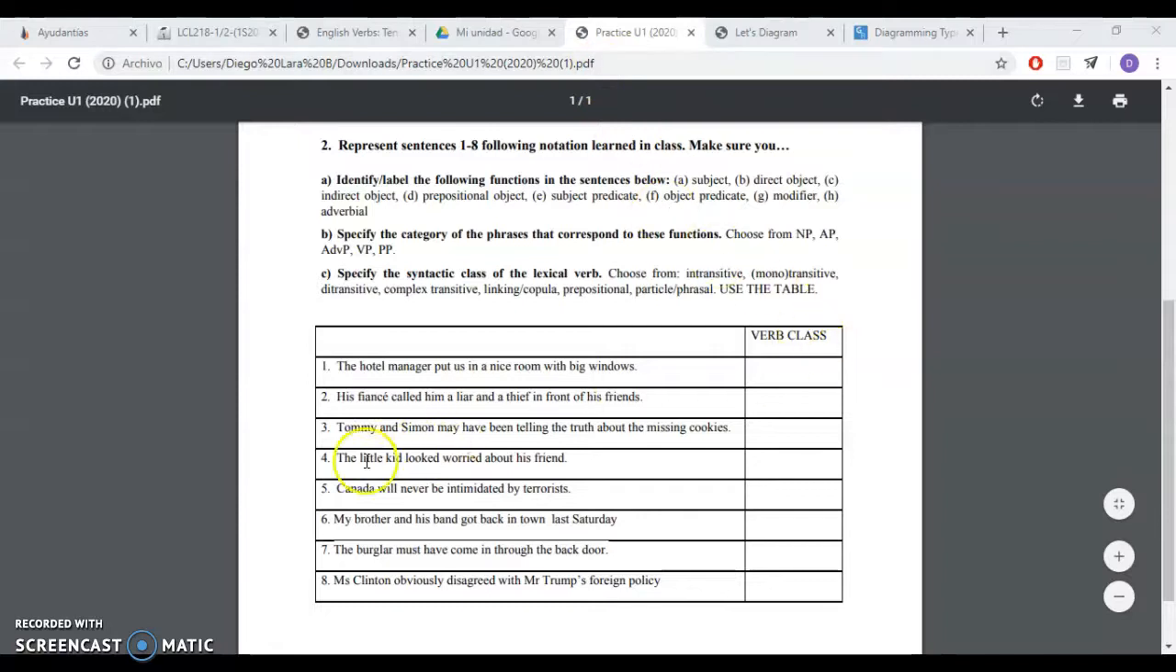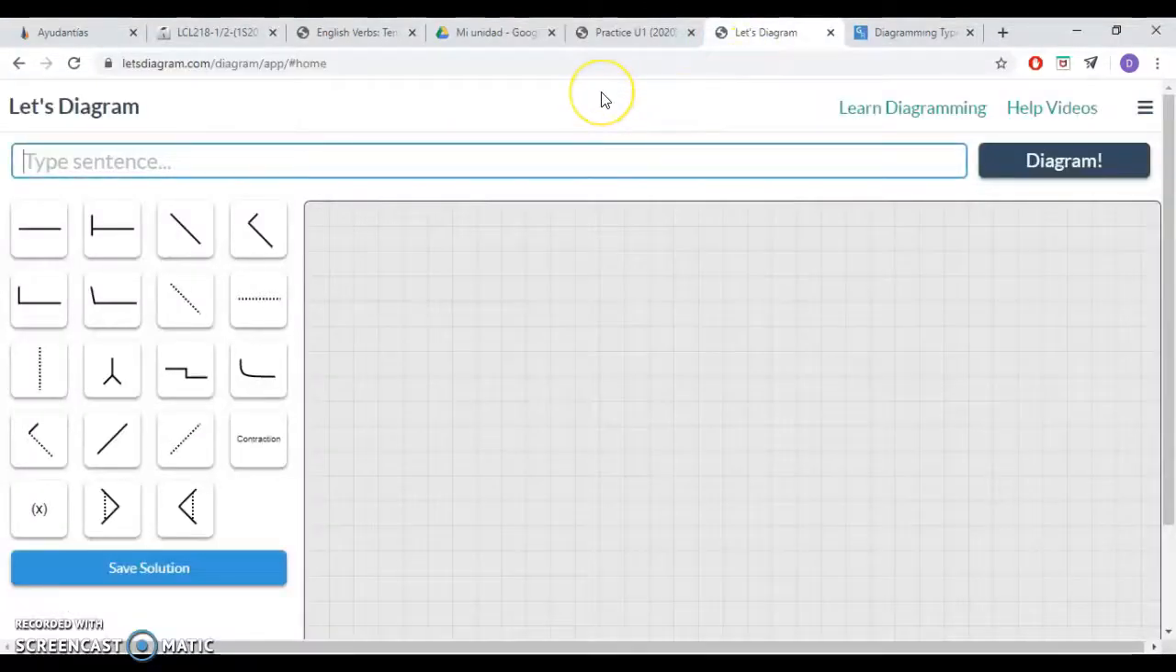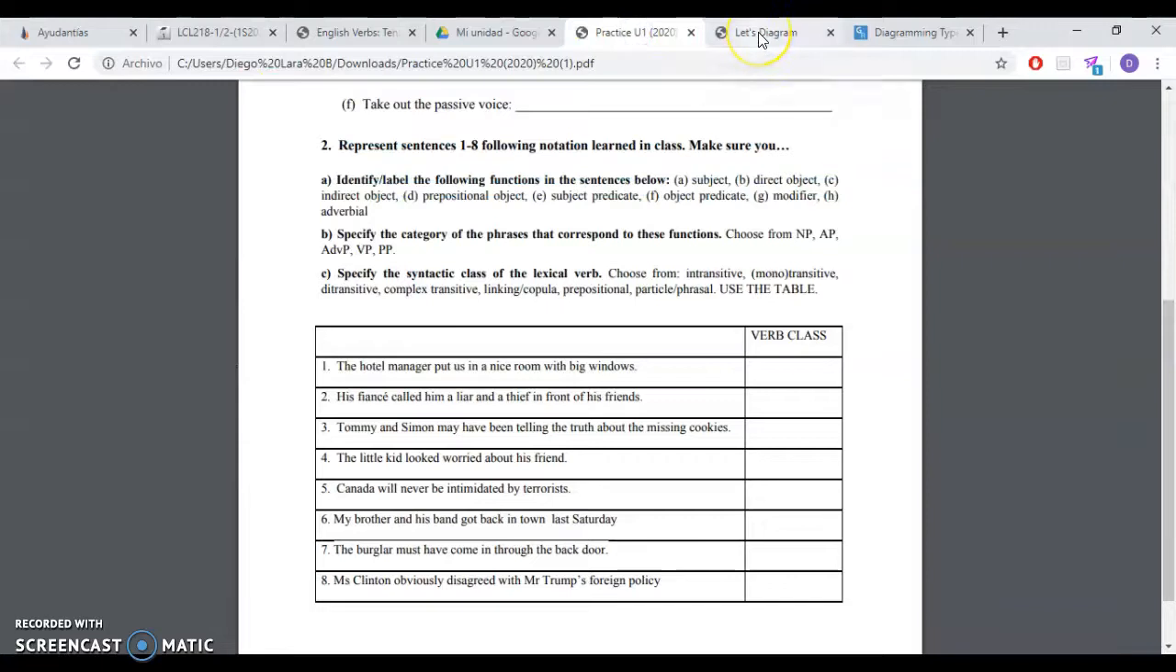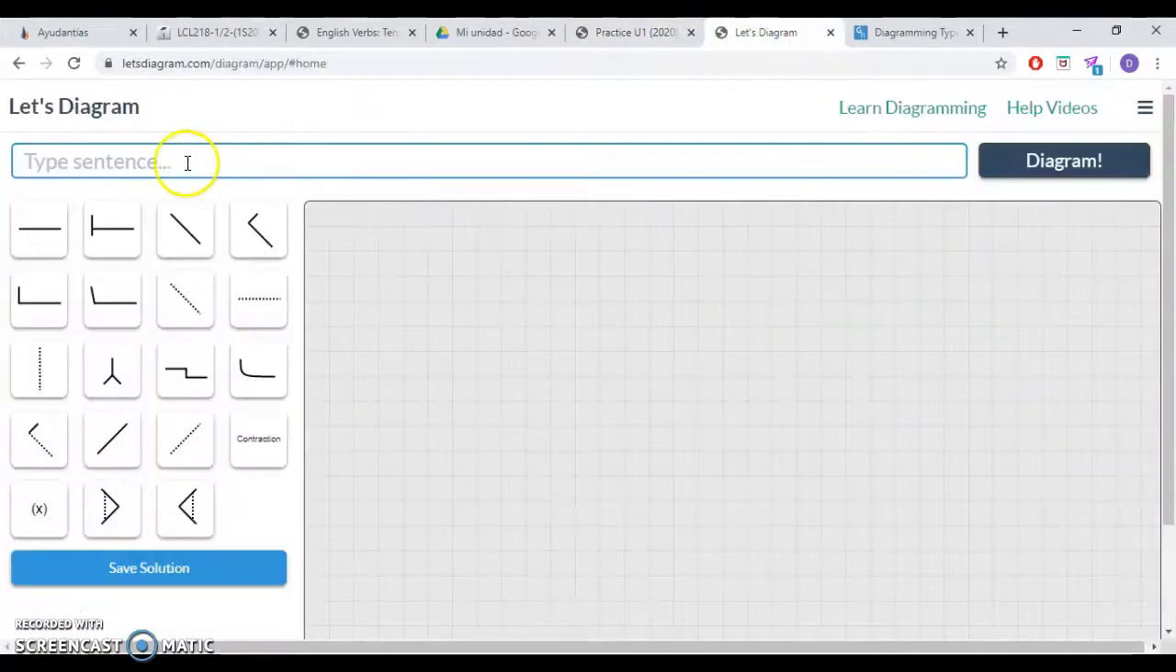Okay. Now this group of sentences are a little bit complex, so I'm going to try and help you with the basics. We're going to use this website, diagram.com. It's really easy to use. You type the sentence and you have all the elements to make your diagram. Okay, so let's start with intransitive verbs.